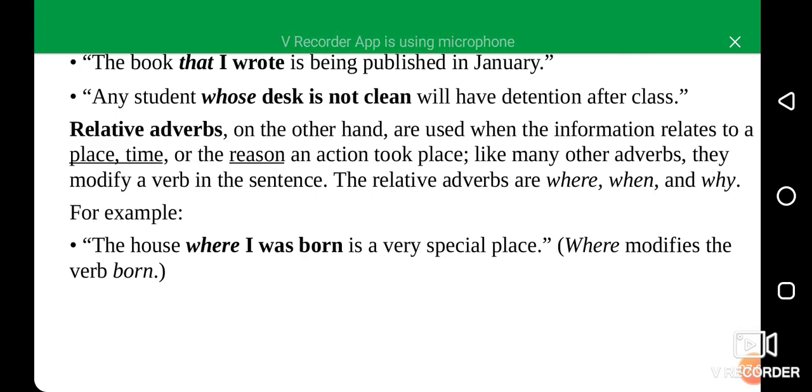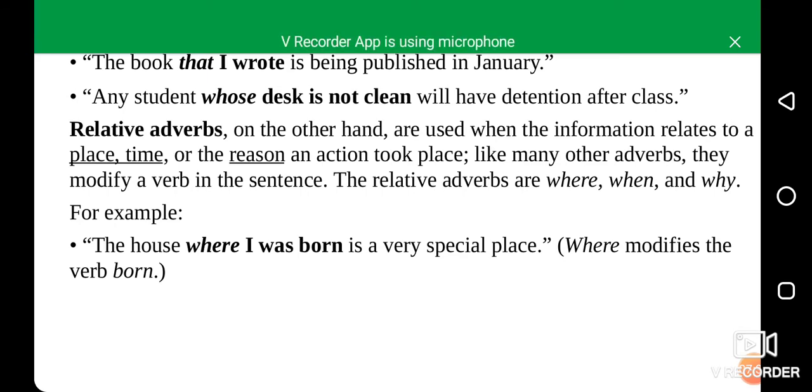When a relative clause is used in a sentence in a way that it shows a place, it shows time, or it shows the reason for any action, then we can say that it has in its beginning the relative adverb, not the relative pronoun.